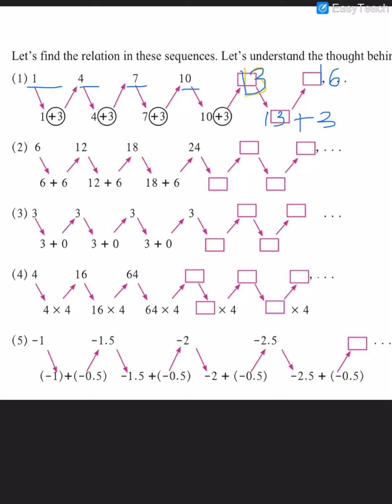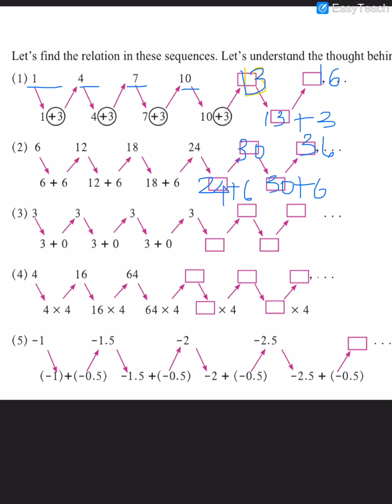The next question, the terms are 6, 12, 18, 24. What is the difference between 12 and 6? It is 6, and between 18 and 12 it is again 6, and between 24 and 18 it is 6. That is 6 plus 6 is 12, 12 plus 6 is 18, 18 plus 6 is 24. So what will be the next? 24 plus 6 will be 30, and 30 plus 6 will be 36. So 6 is the increase in this question.